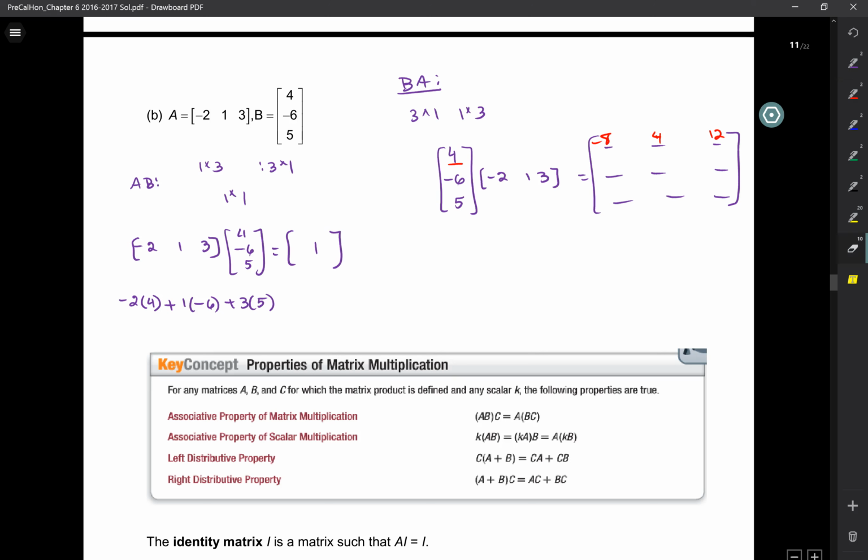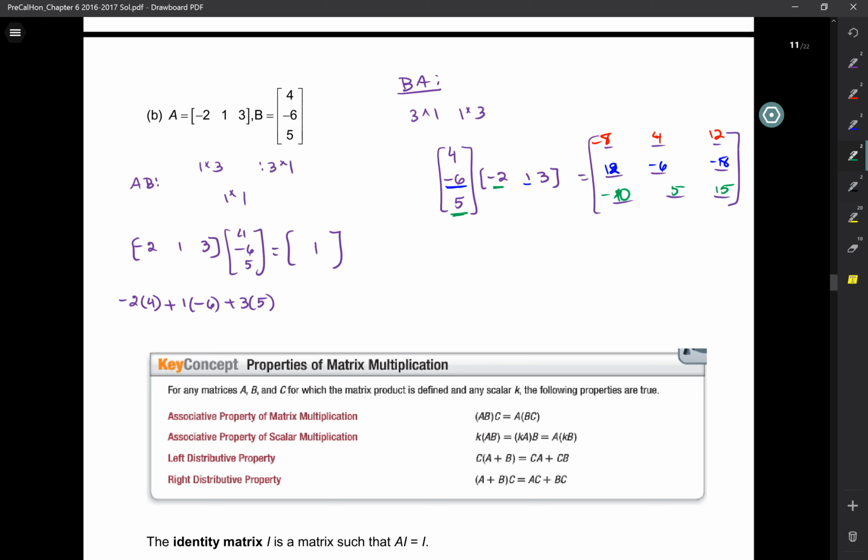Okay, moving on. Here. Second row, first column, 12. Second row, second column. Second row, third column. Isn't that fun? Okay, lastly, third row, first column, negative 10. Third row, second column. Third row, third column.